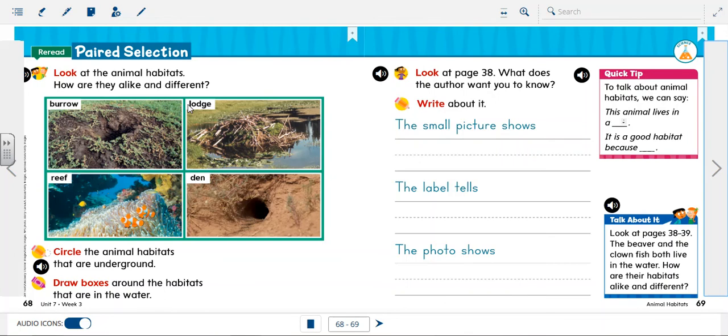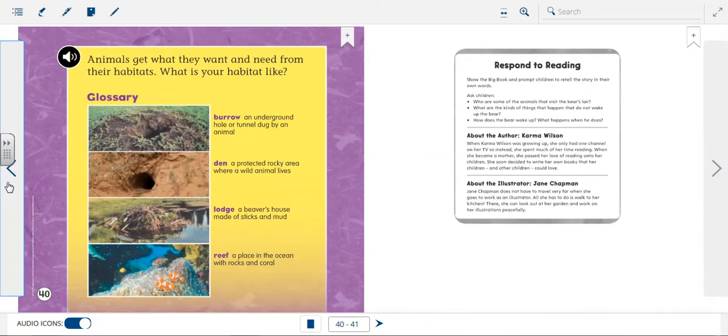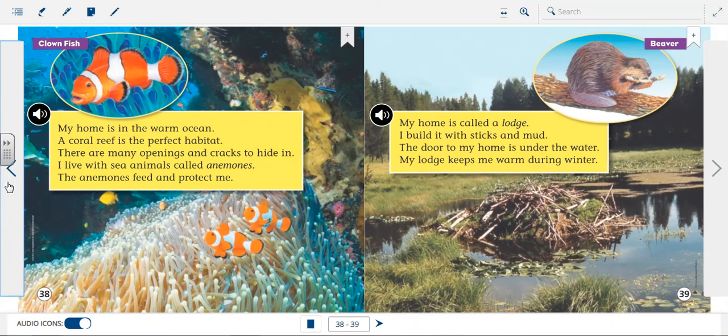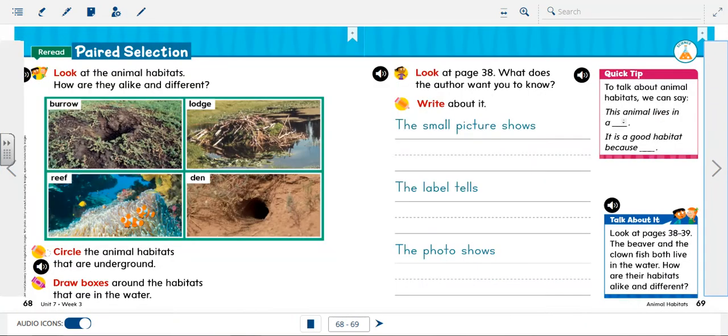Okay, let's move on to page 69. We have three little sentences to finish here. These three little sentences are all about page 38 in our story. So when we go to page 38, let's do that first. Page 38 was about the clownfish. Now if we look back at our directions, it says look at page 38. What does the author want you to know and write about it?